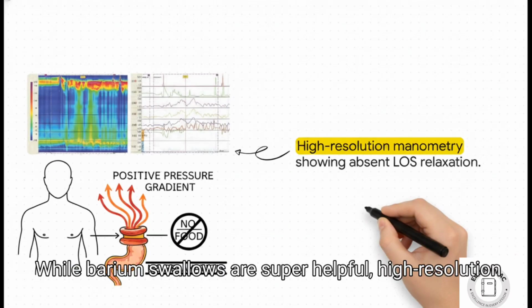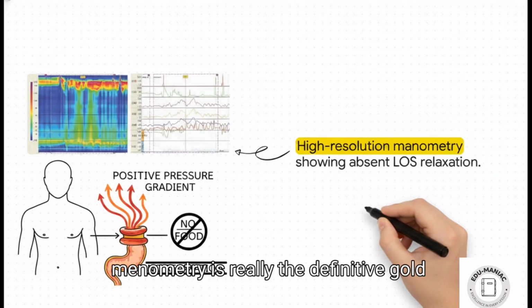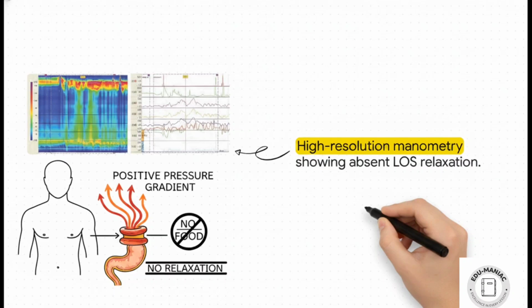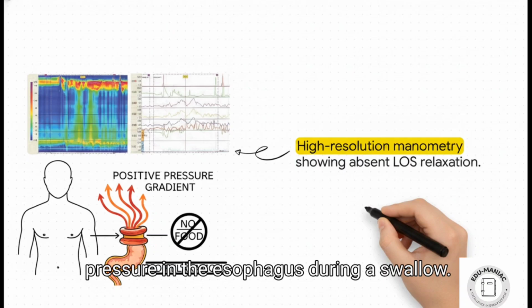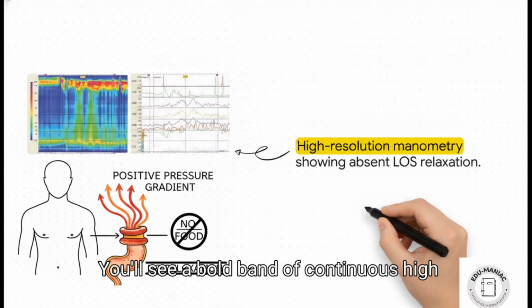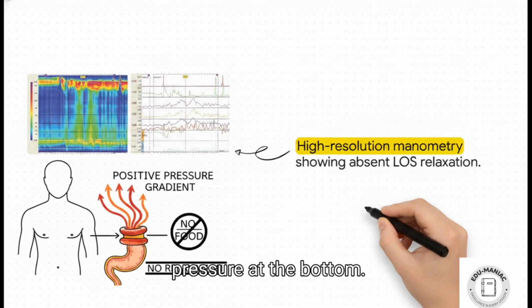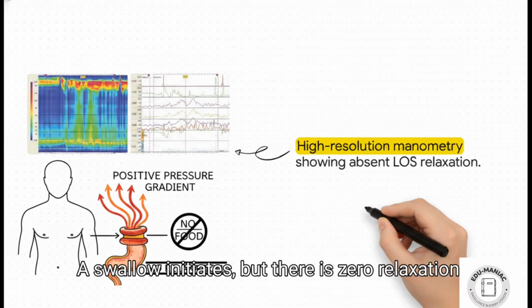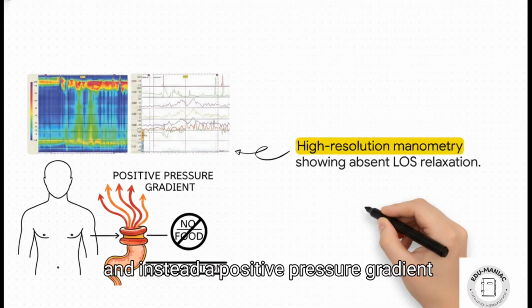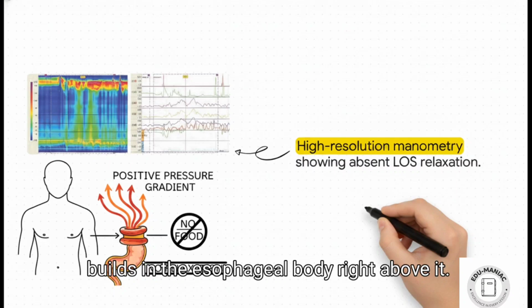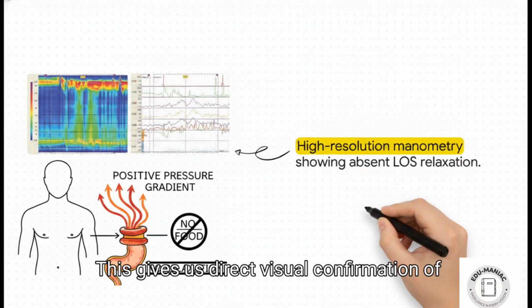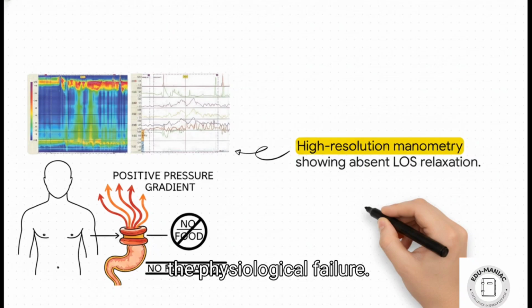While barium swallows are super helpful, high-resolution manometry is really the definitive gold standard diagnostic tool. This color-coded topography maps out the pressure in the esophagus during a swallow. You'll see a bold band of continuous high pressure at the bottom. That's our non-relaxing lower esophageal sphincter. A swallow initiates, but there is zero relaxation, and instead, a positive pressure gradient builds in the esophageal body right above it. This gives us direct, visual confirmation of the physiological failure.